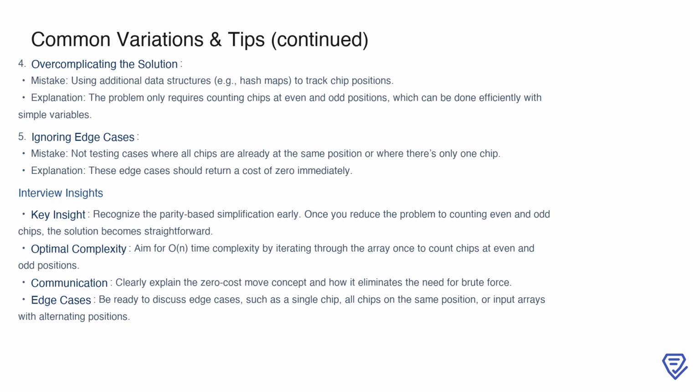In interviews, it's important to identify the parity-based simplification early. Once you recognize that the solution boils down to counting the chips in two groups, the problem becomes straightforward. Aim to achieve n time complexity by iterating through the array just once. Be sure to clearly communicate the zero-cost move concept, as this is a critical part of the problem. Also, be ready to discuss edge cases such as a single chip, all chips already in one position, or alternating positions in the input array.